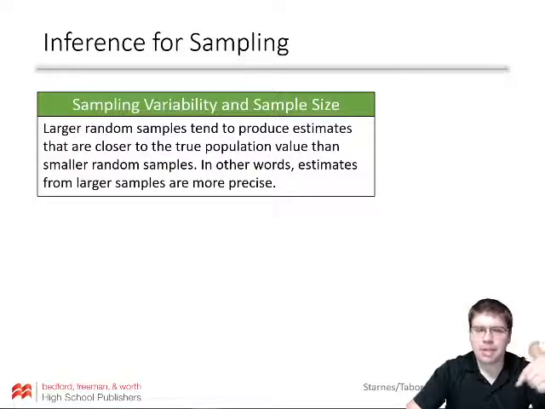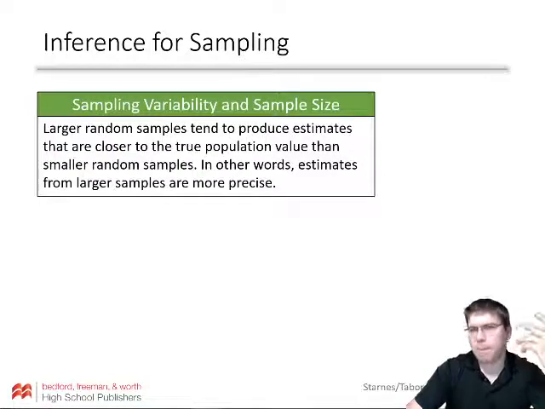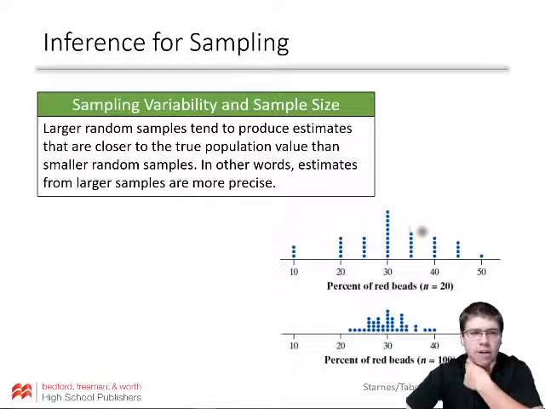Sampling variability is associated with sample size. The larger the random sample, the more it tends to produce estimates that are closer to the true population value than smaller random samples. So they're more precise. They're not more accurate. Looking at these plots, they're both centered at the right spot. Say we're looking at a percent of red beads, and presumably the population proportion is actually 30%.